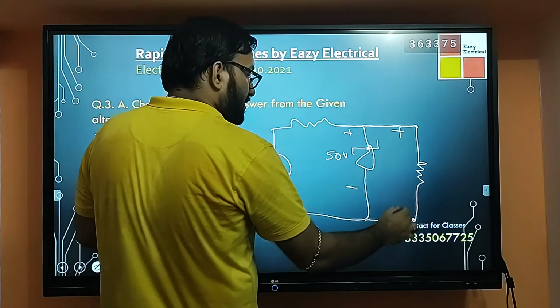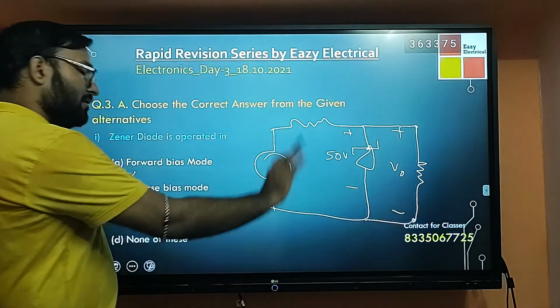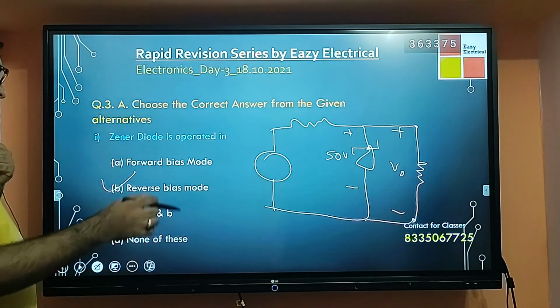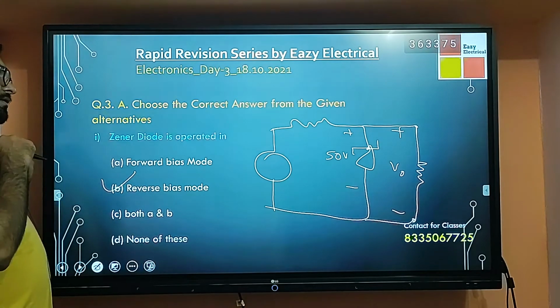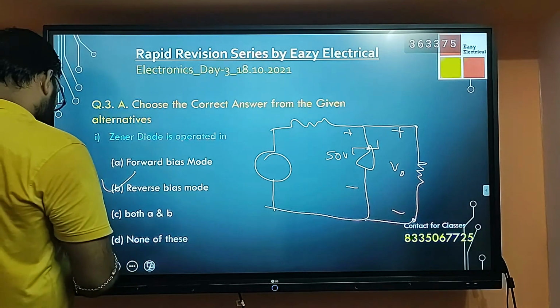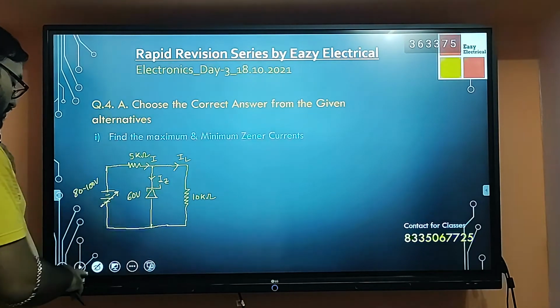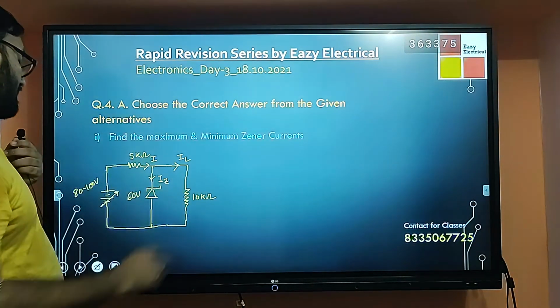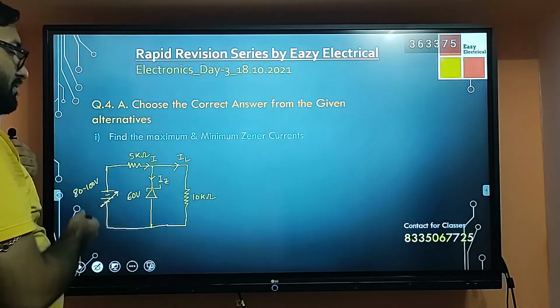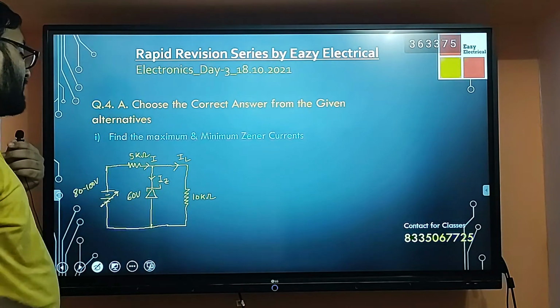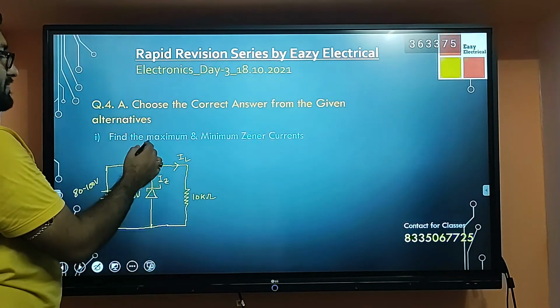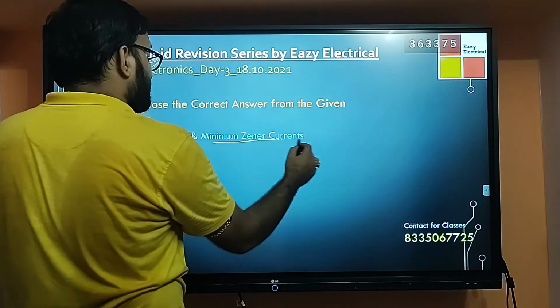Suppose this is the output voltage. This output voltage will always be fixed at 50 volt. This is the most important factor because of which we basically use our Zener diode. Similar questions I have also taken. If I go with this question, I have taken 50 volts, 60 volts. In this question it is asking what is the maximum and what is the minimum Zener current.